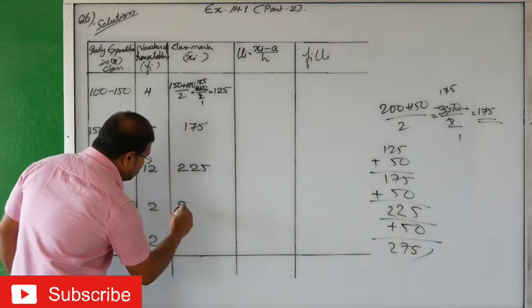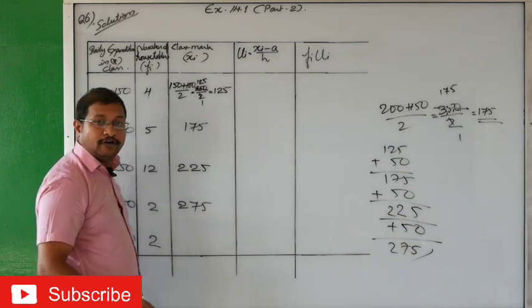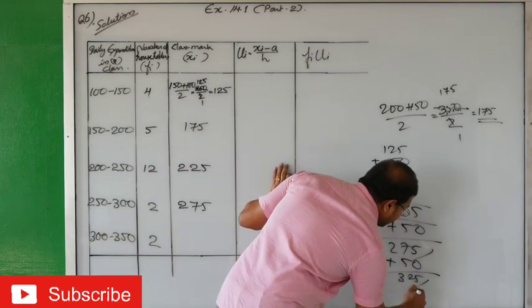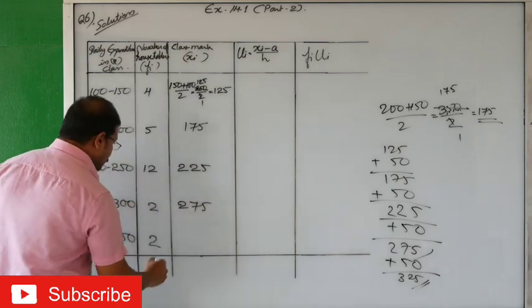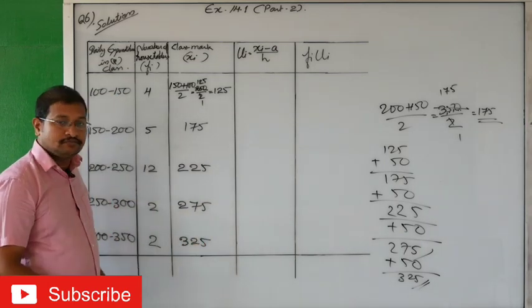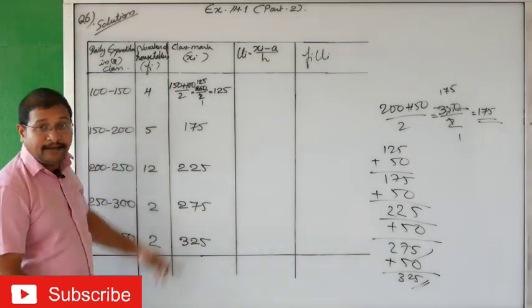So we will write here 275. Next, what will you do? Plus 50. That means you will get 325. Ready? So we will get here 325. Okay, that means we got the xi.